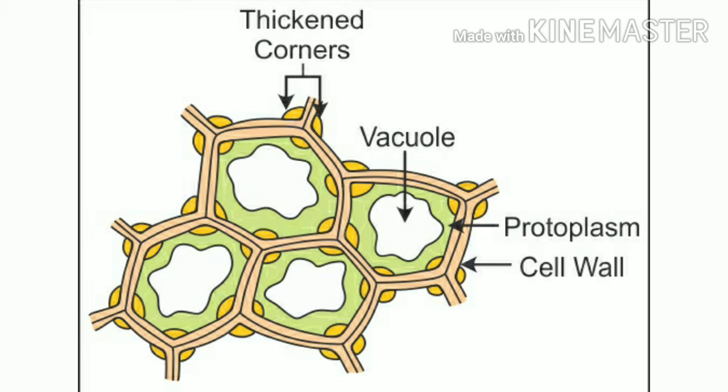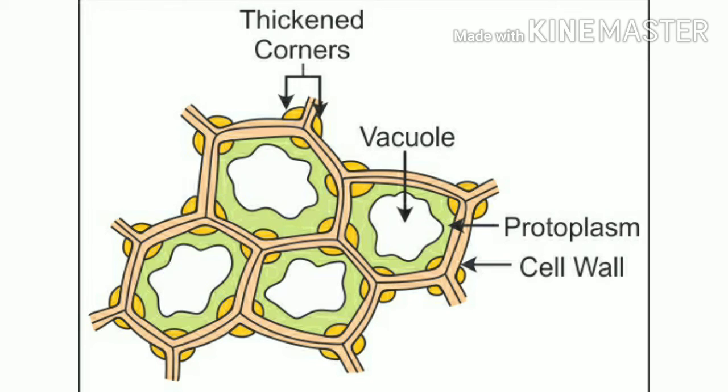So this is a major difference between parenchyma and collenchyma. The cell wall of parenchyma is made up of only cellulose, but in collenchyma, the corners are thickened due to deposition of three things, that is cellulose, hemicellulose and pectin, and because of that they don't have any intercellular space. Cells of collenchymatous tissue can be either oval, spherical or polygonal, and they may contain chloroplast.